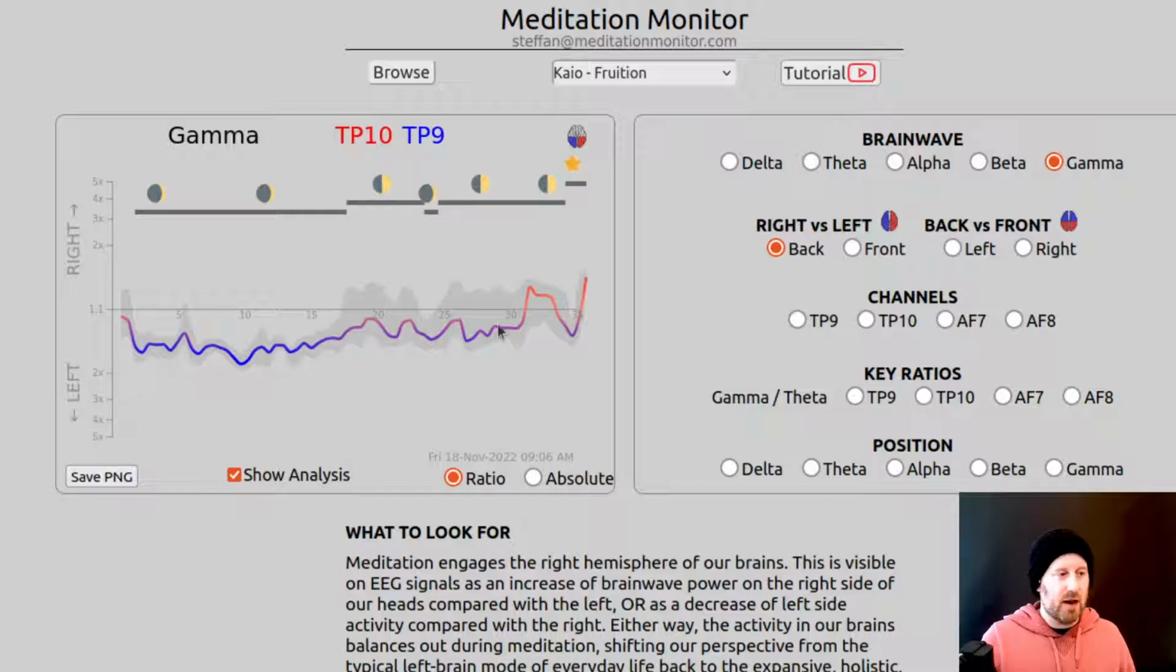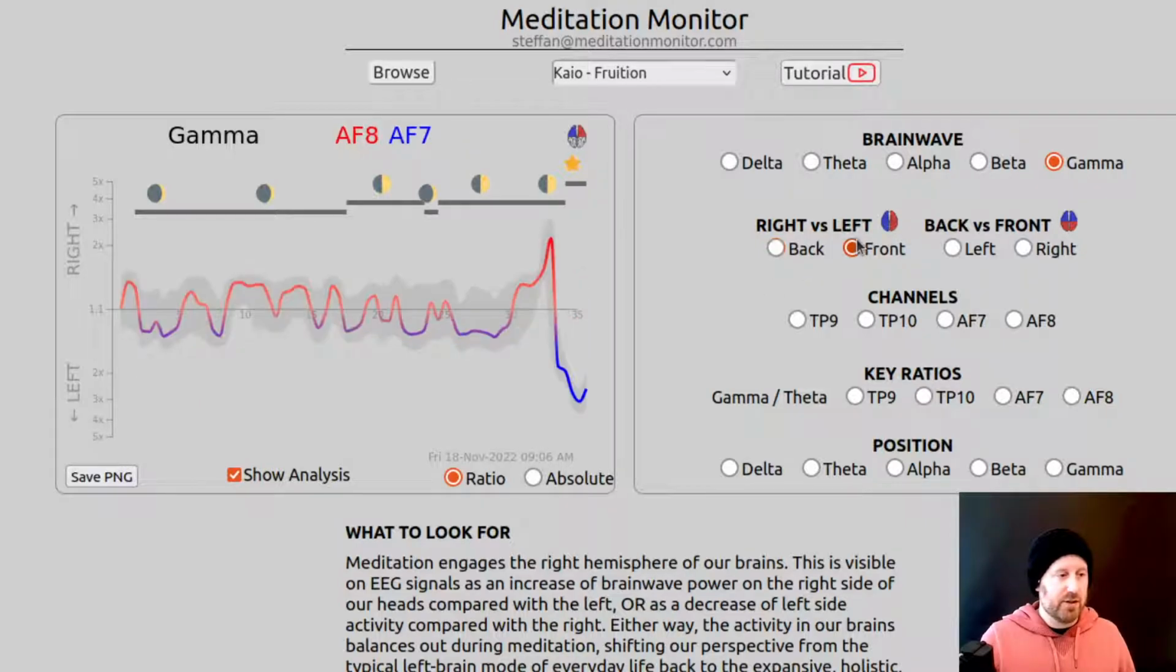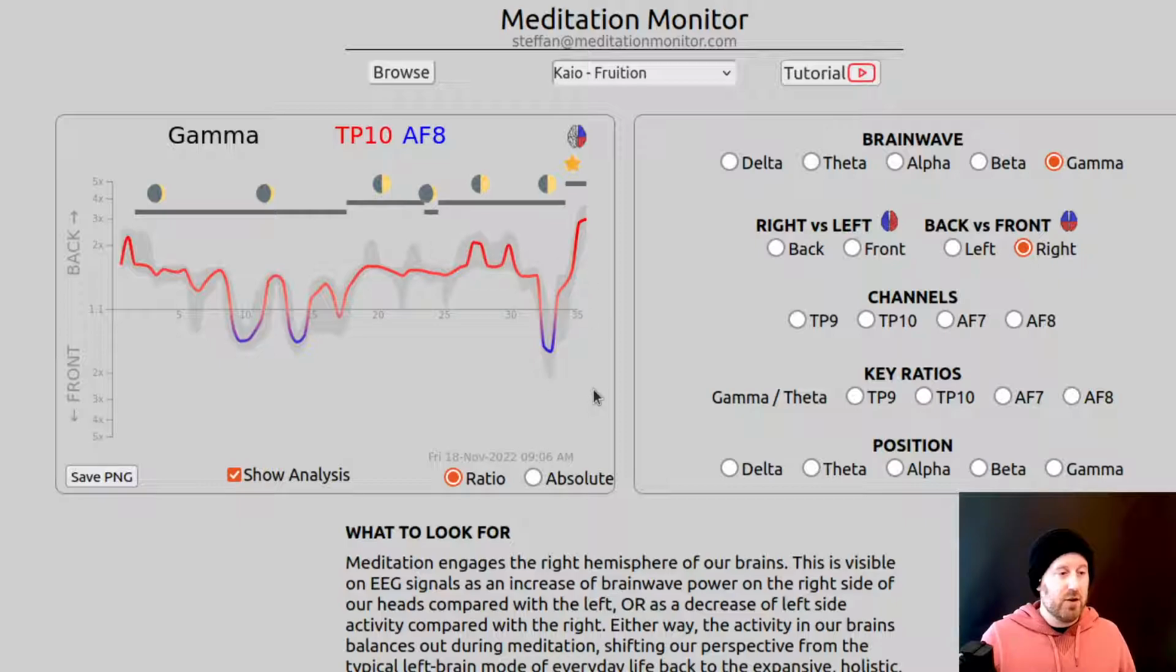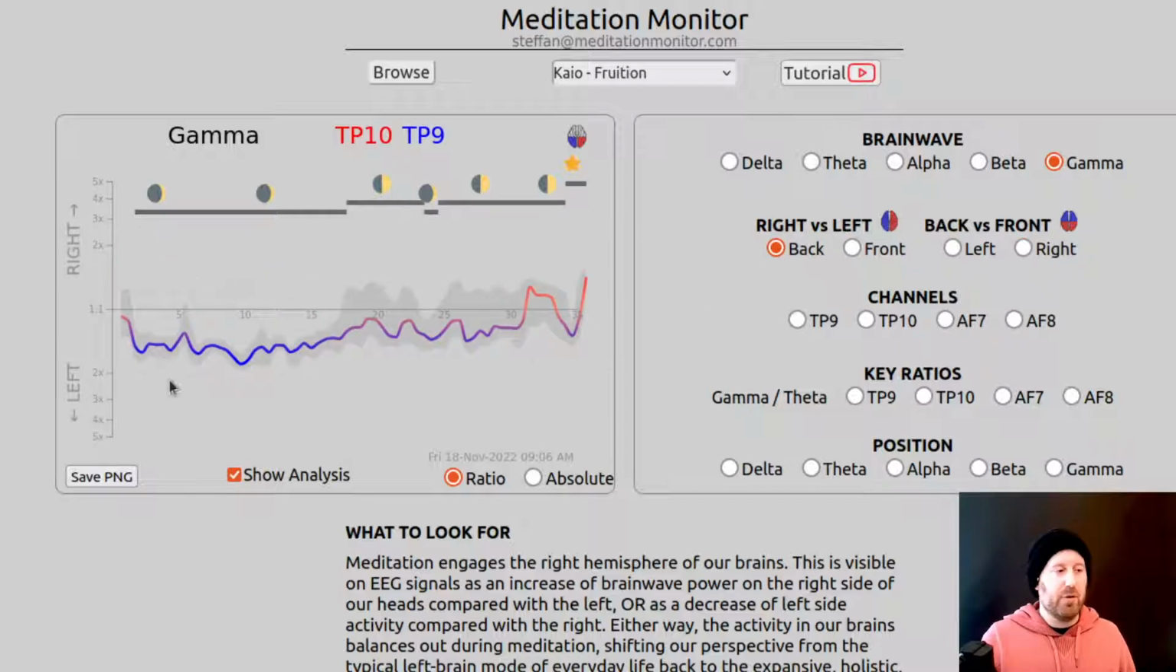So this is Kaio's chart for his example of fruition, but you notice there's nothing that is really dramatic going on here. The drama all happens when you look at total power or other regions, where you see a sudden shift from right to left in the front, and then also from back to front on both sides. So there's a lot going on there, and this is just a good example that this default chart that I've made is not always the best option in order to analyze what is going on.